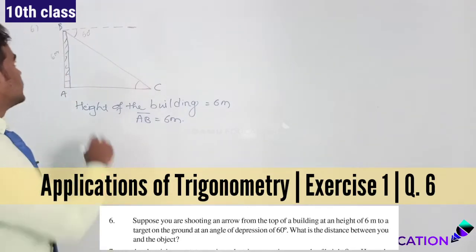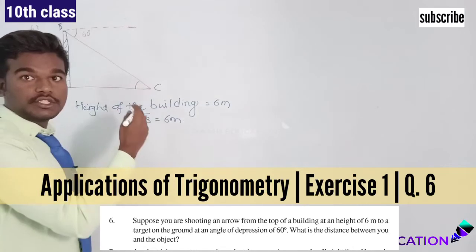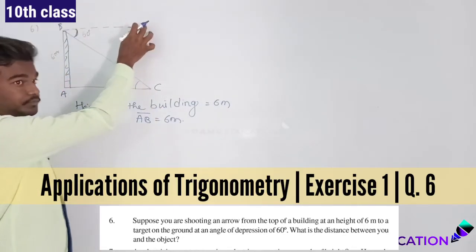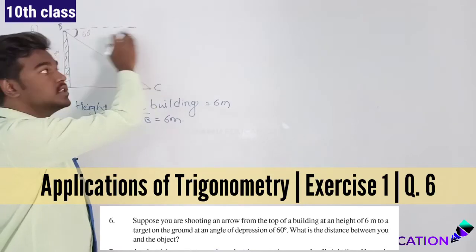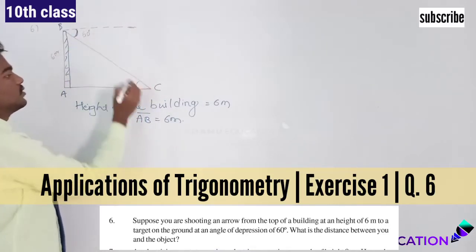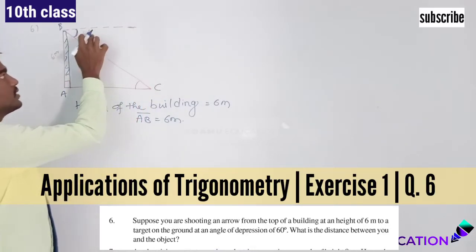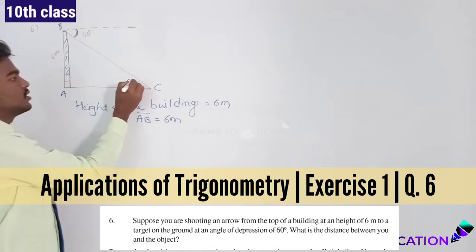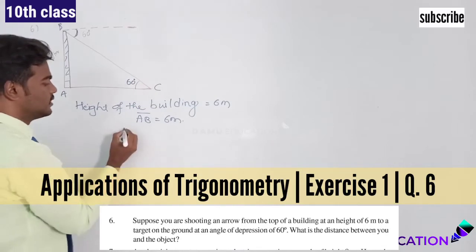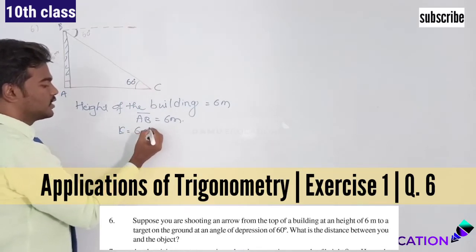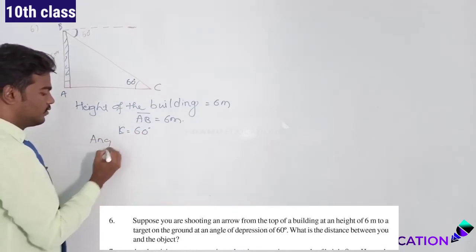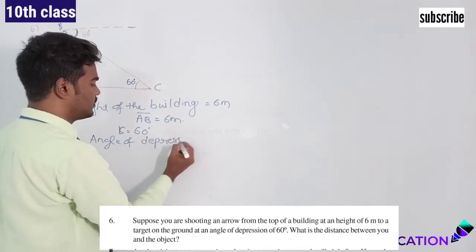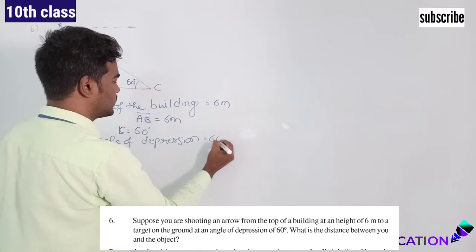Then, the angle of depression. Angle of depression means this angle is below the horizontal line. So this one and this one are parallel. Then angle of depression 60 means here also the angle will be 60. That means the angle will be equal to 60 degrees. Angle of depression is equal to 60 degrees.